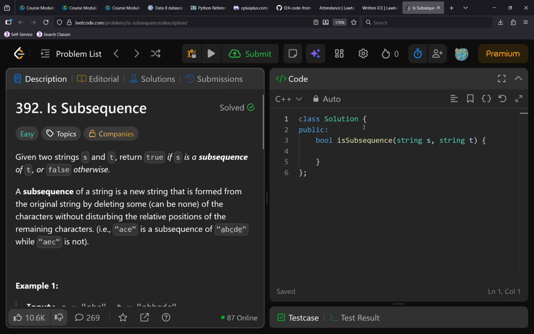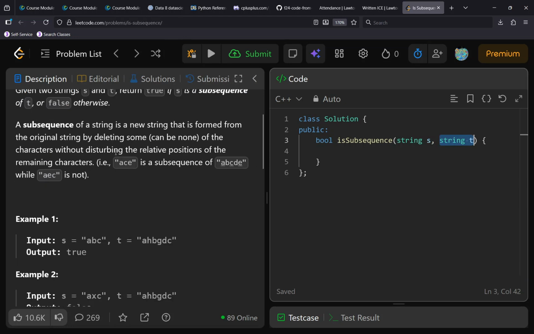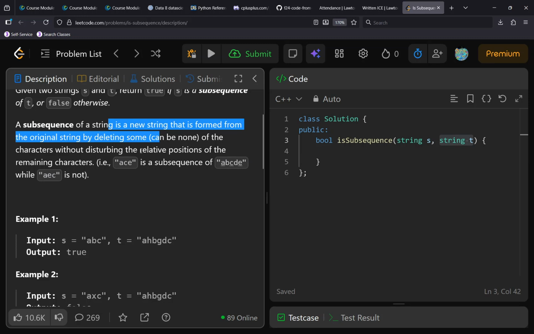So you're given two strings. Here's the function you're trying to write right now. It's a greedy problem. You've got two strings, s and t, and you're supposed to give back a bool, true or false. You want to return true if s is a subsequence of t. So s is like the smaller string in theory, and t is like the bigger one. Subsequence means a piece where you've chopped off some characters of the original string, keeping the order.